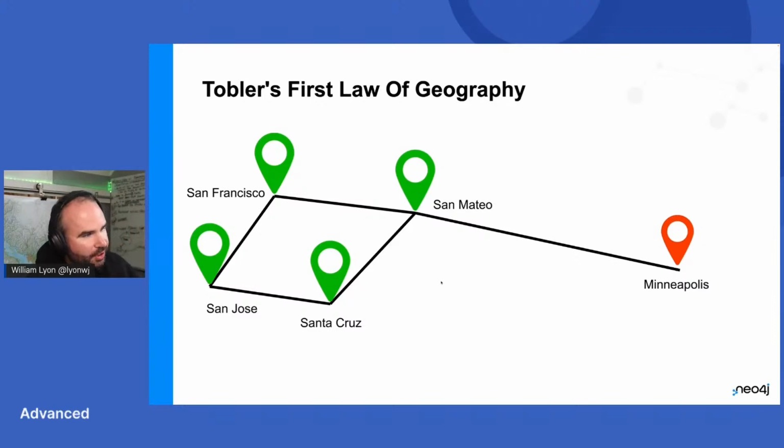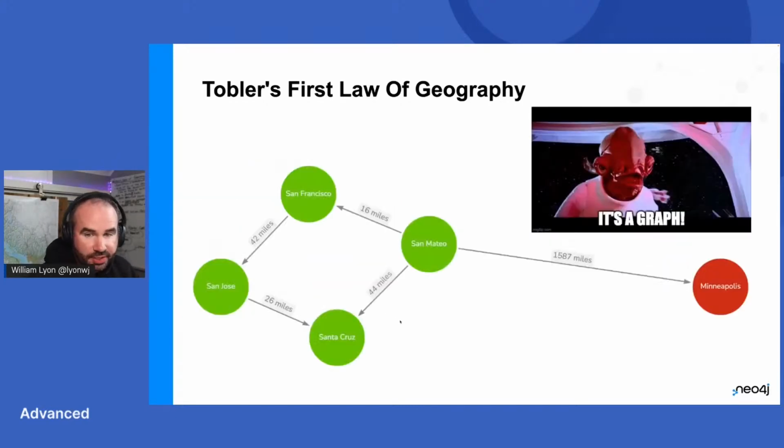So San Mateo is more similar to Santa Cruz, San Francisco, and San Jose than it is to Minneapolis. I mean, Minneapolis is over 1,000 miles from San Mateo. And we can quantify this similarity using physical distance. So for example, it's 1,500 miles from San Mateo to Minneapolis, while the other cities are much closer together. So that's one way to represent these relationships.